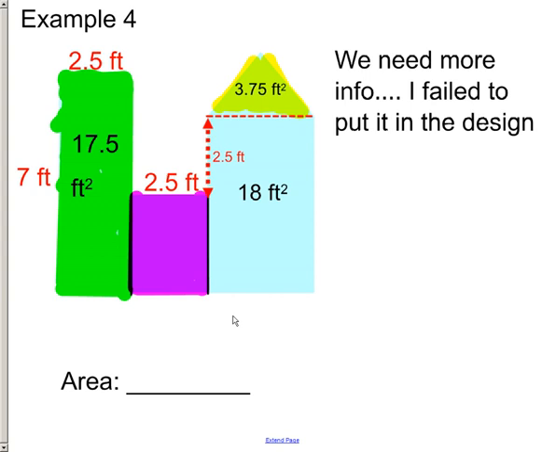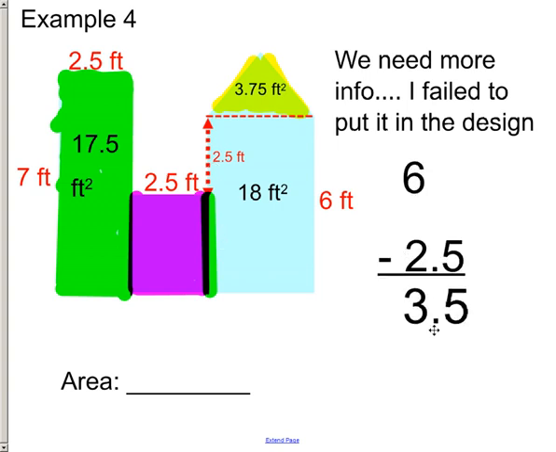So what we need to do is we need to add in a piece of information. Let me add in this piece right here, and then let me put this piece of information back right here. From here to here is 6 feet. So I know from here to here is 6 feet also. So what we need to do is say, hey, how about 6 feet minus this 2.5 feet to figure out what's here. So 6 minus 2.5 is 3.5 feet. So this height I needed on this purple one is 3.5 feet.